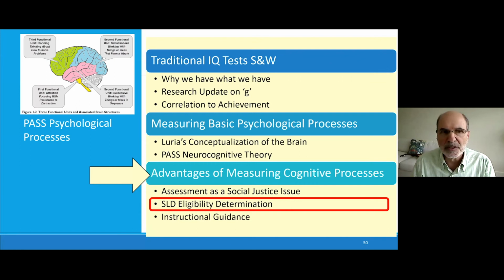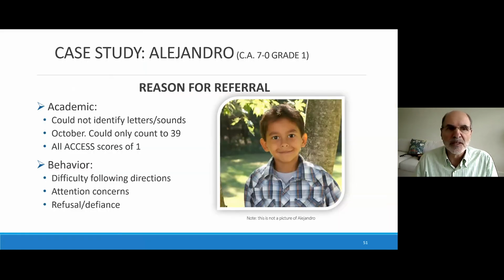Eligibility determination. That's one of the main things that we do. I'm going to show you a case. This is one of Tulio Otero's cases. This is not really Alejandro. I like just to have a picture of a boy when I show cases.